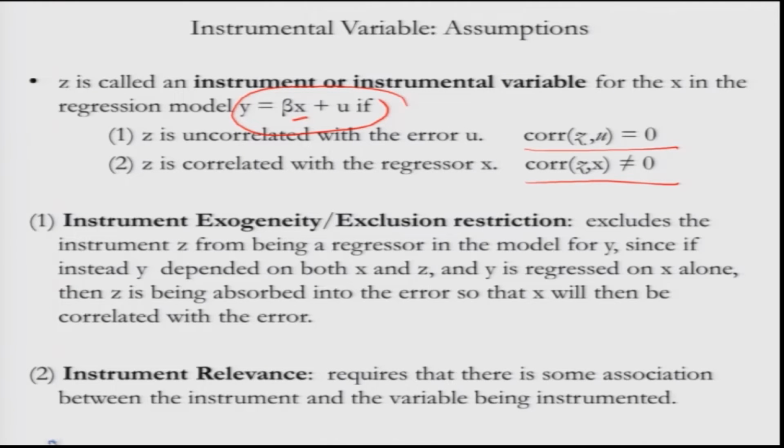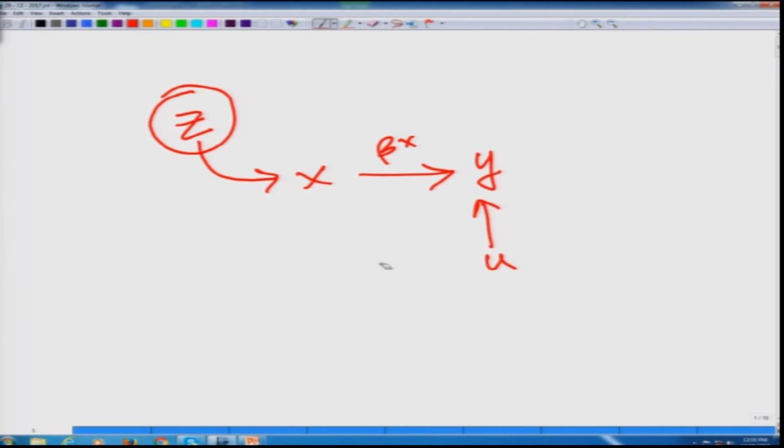The second condition is called the instrument relevance condition, which requires that there is some association between the instrument Z and the variable being instrumented, which is x. So, if we go back to the path diagram, we need some association between x and z, because unless there is some association between x and z, we cannot find out the path from z to x to y. So, that is the instrument relevance condition.